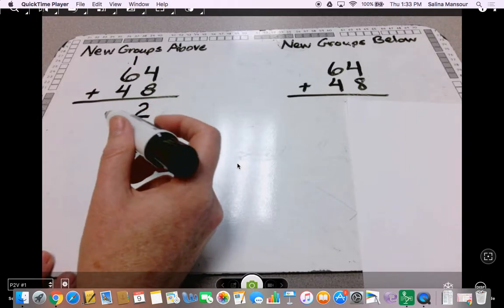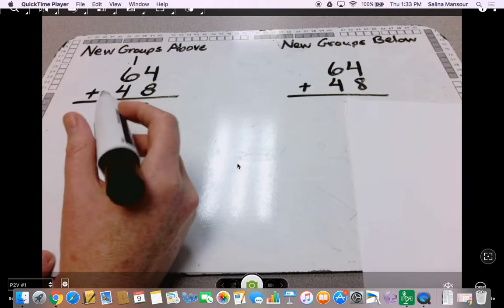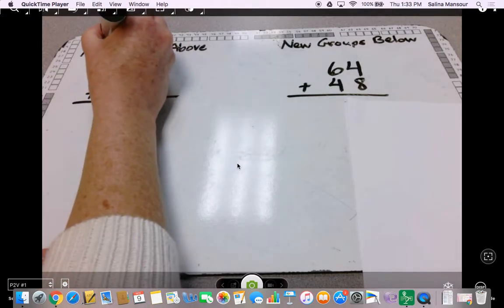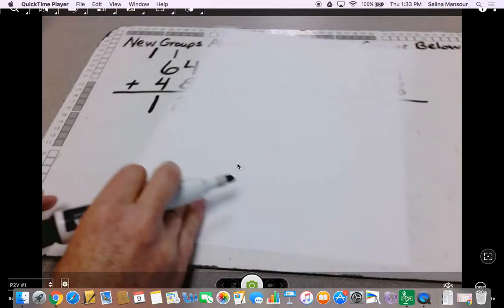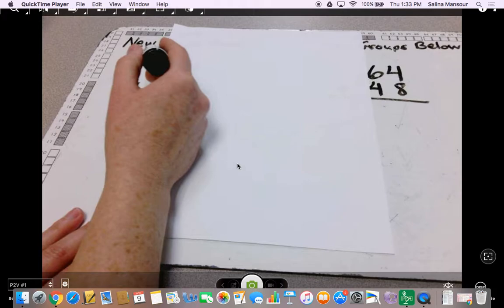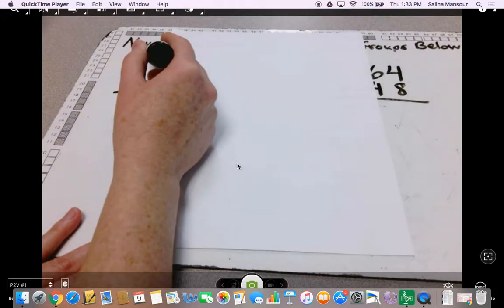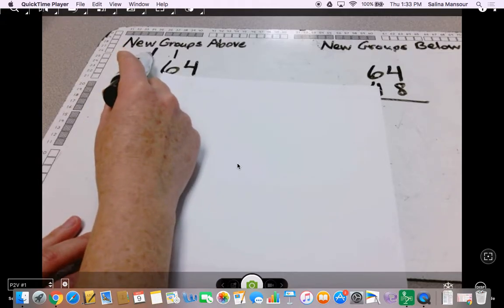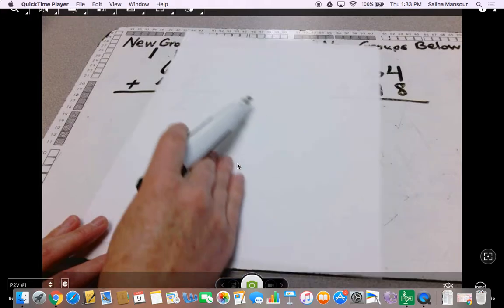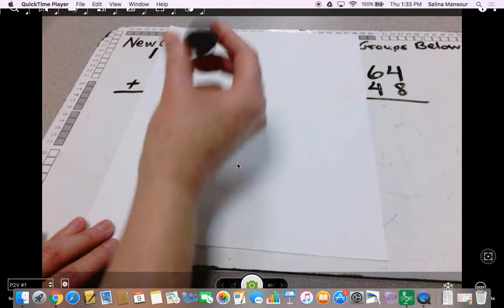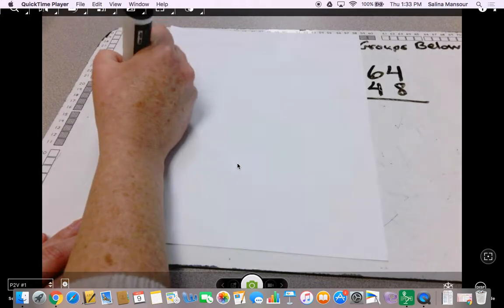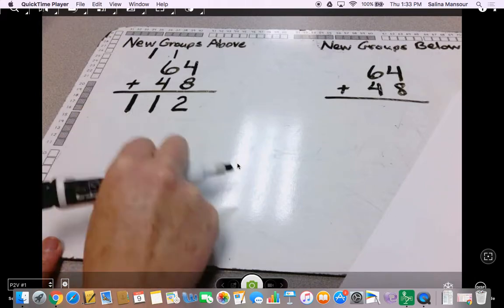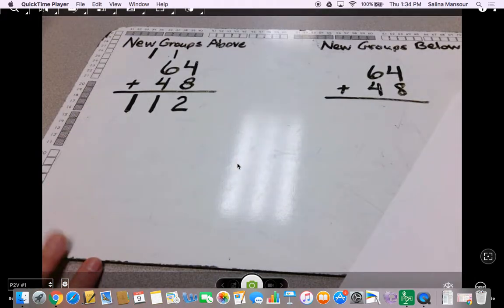If I have 10 tens, I've made a new 100. Now I have 11 tens. So that means I have 1 10 and 100. Notice now I wrote my new 100 in the hundreds column. Even though there's nothing here, I still have to show that I have it by marking it up there. And this is in my hundreds place. Then I'm going to bring that one down. My answer, 112. This is the new groups above method.